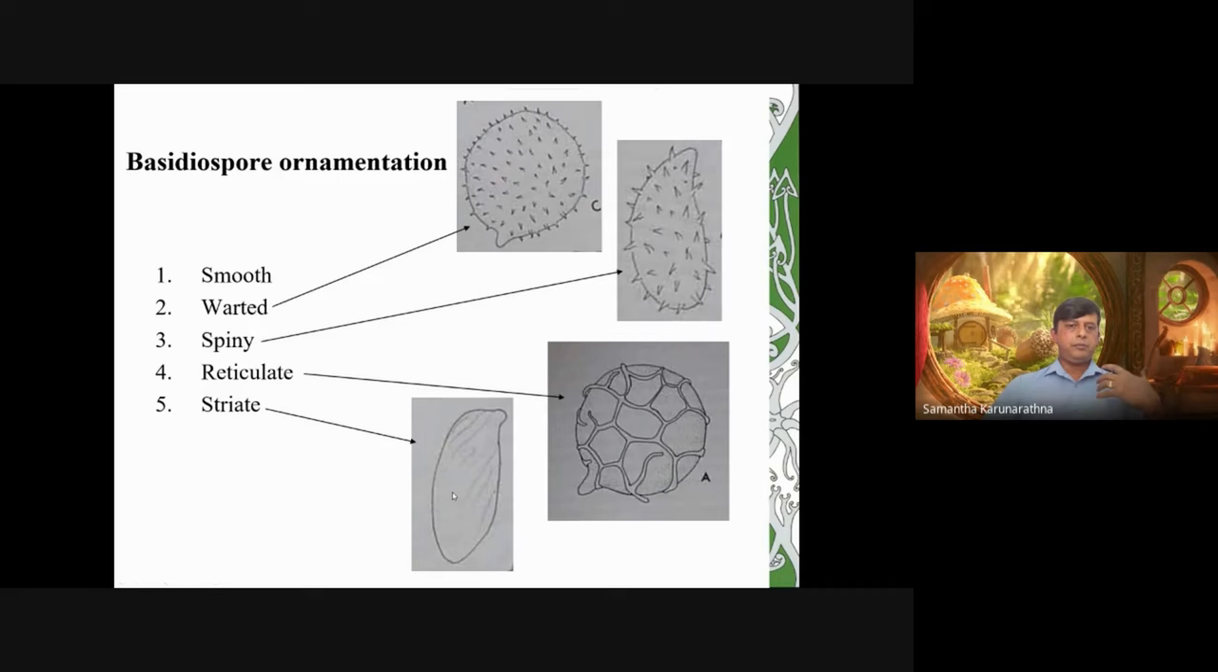Basidiospores also have ornamentation. That means on the surface, you can see different patterns. So here you can see warted, that means you can see these projections. And spiny, you can see spines on the surface. And reticulate, you can see this kind of pattern. And striate, you can see this kind of pattern on the surface. Next one, please.